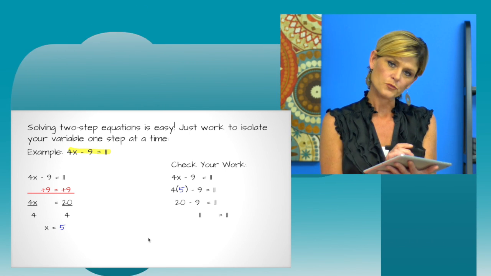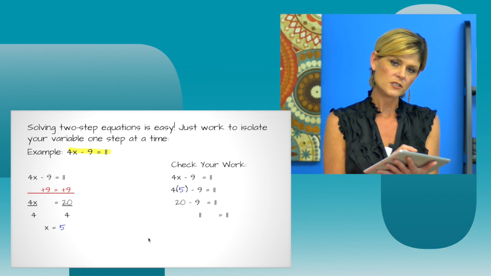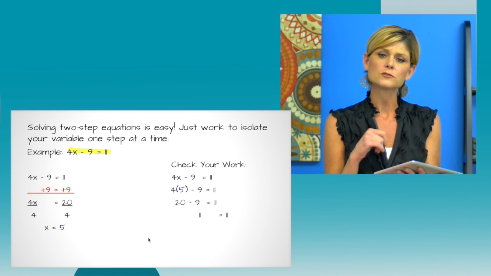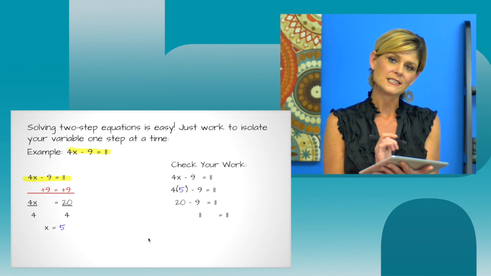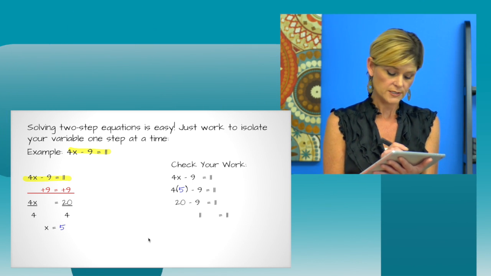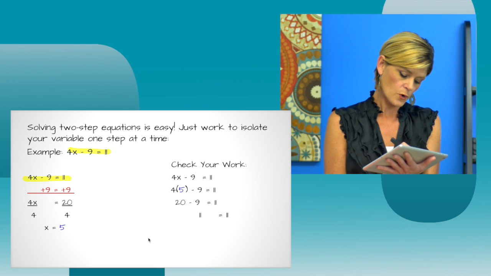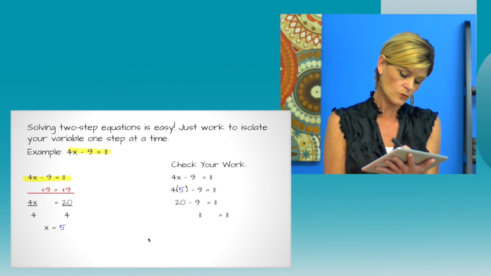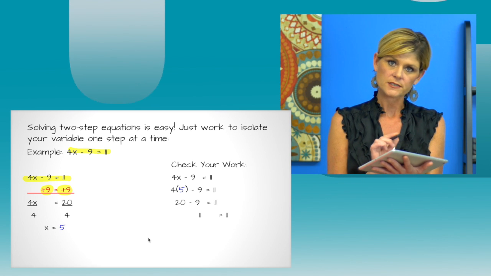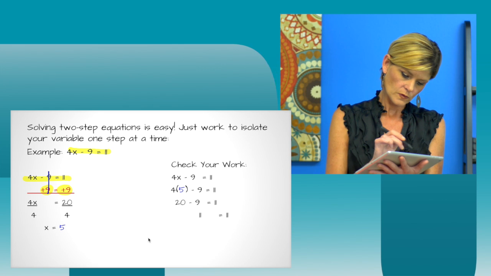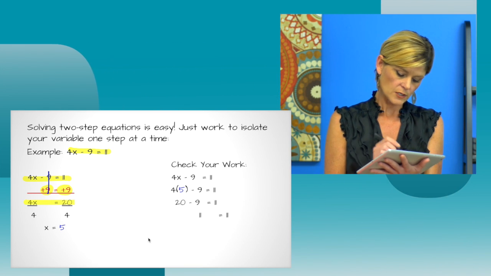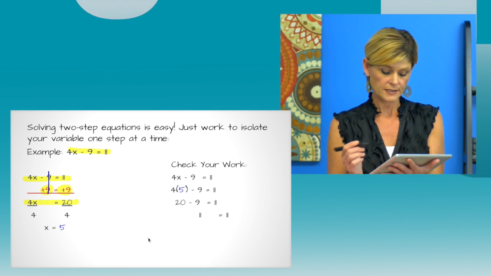So we've talked about this in previous videos, in our previous lessons. We just need to isolate the variable. We need to use our inverse operations. So if the question's asking us to subtract 9, we're going to add 9 because that's the inverse operation. So 4x minus 9 equals 11. We're going to add 9 to both sides of the equal sign. And this cancels out. So now I have 4x equals 20 because 11 plus 9 is 20.